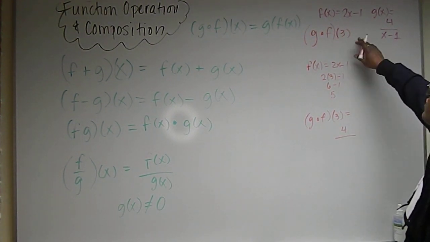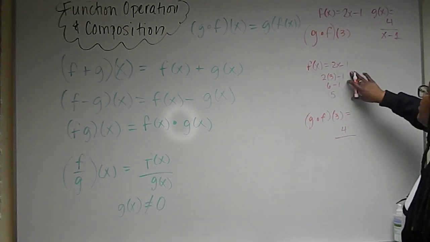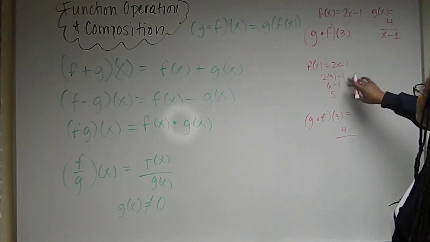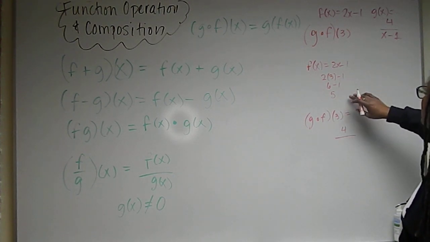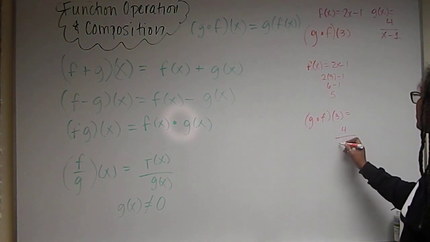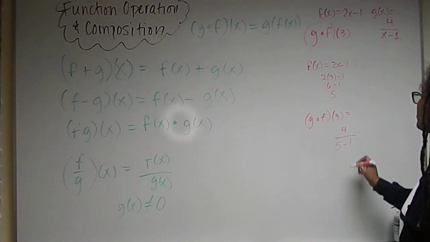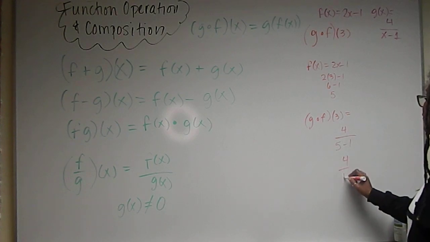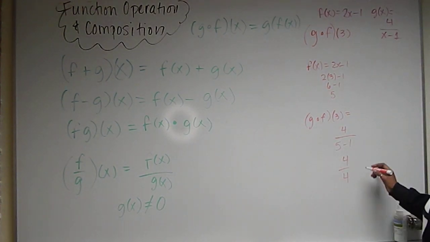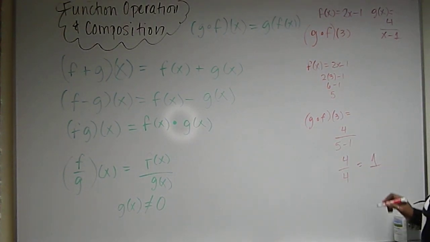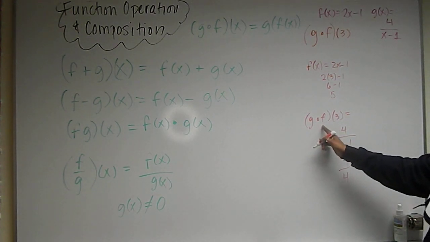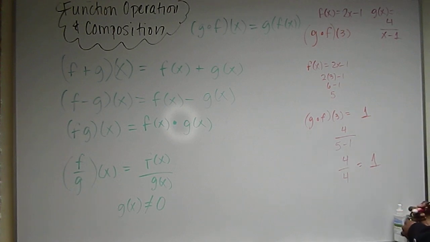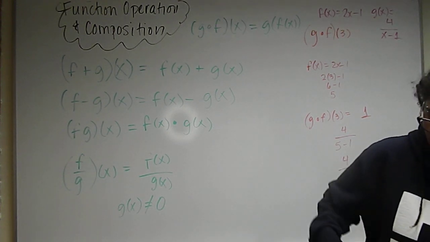Okay, our 3 is positive. So, you know what? Let me do it negative too. Let me show you. So then, we got our F of X. 4 over 5 minus 1, right? So, that becomes 4 over 4. And what is 4 over 4? 1, right? So G of F of 3 is equal to 1. Okay?